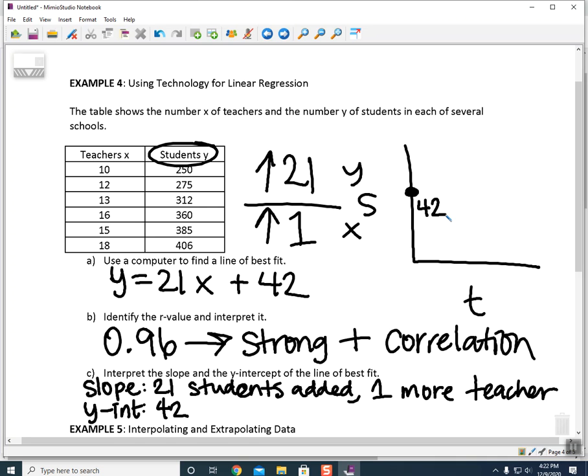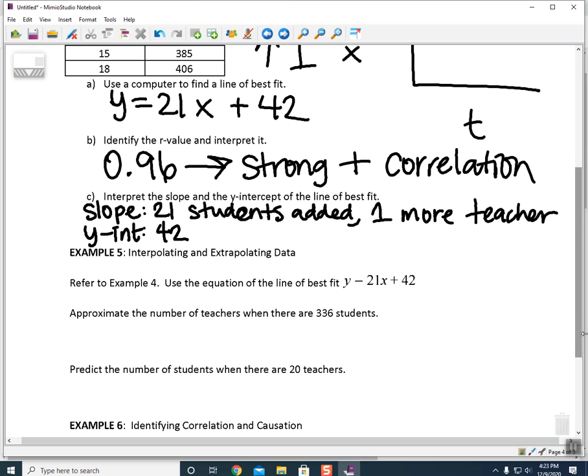If I were to ask you to tell me what this point on the graph is, this point is (0, 42), because we know that our y-intercept happens when x equals 0. So what this is actually saying is that in theory, if we had 42 students, we wouldn't have any teachers. Is that realistic? No. Does it sound awesome? Maybe. But it does not make sense in our context. So our y-intercept in this case doesn't make sense.